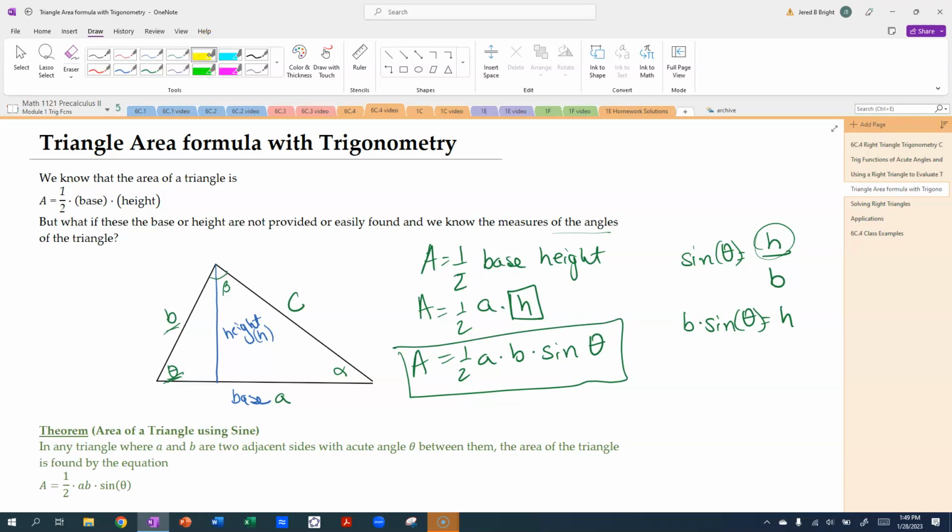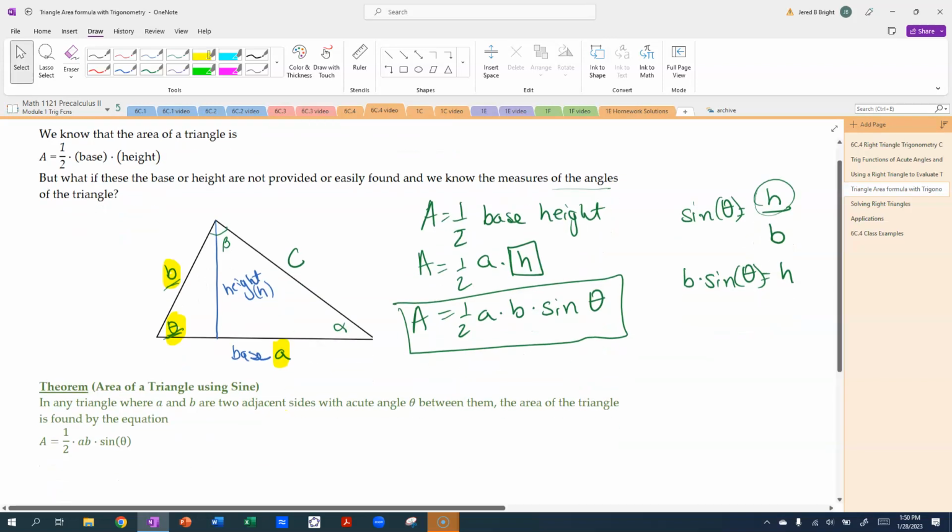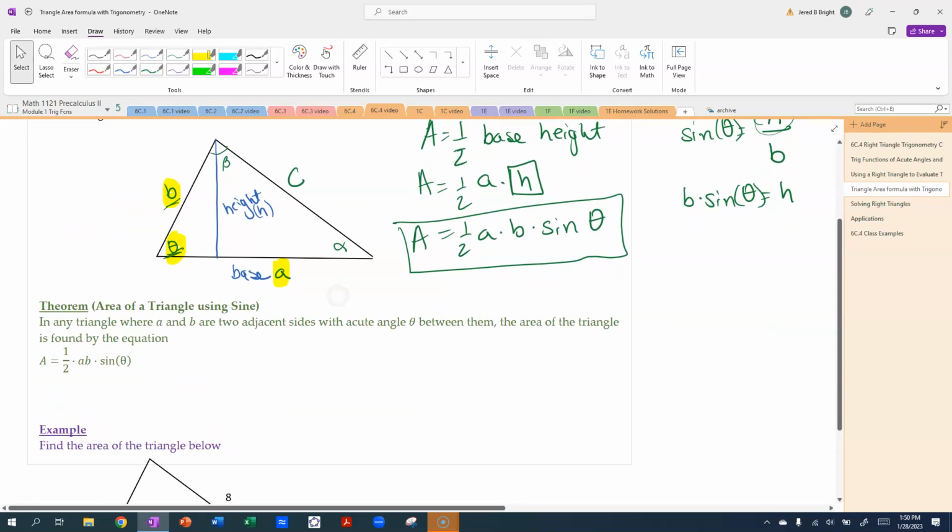I just want to point this out: in this formula for the area of a triangle, you would have b, you would have a, and you'd have the angle included between them. Very important, this formula will only work if you have two adjacent sides and their included angle. And that's exactly what the area formula here says. So we have A and B, two adjacent sides, and an acute angle between them. Theta should be acute, and then we get the formula.